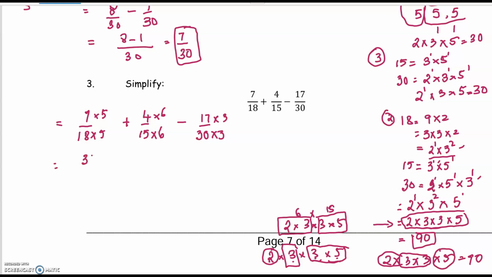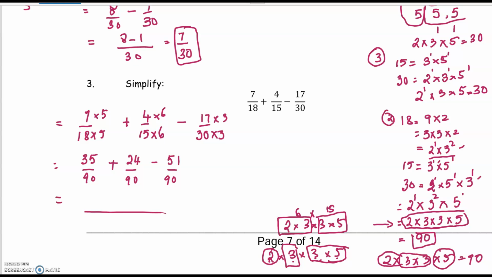18 times 5 has to be 90 because we used the factored form of 90. So 7 times 5 is 35 over 90. We know it's 90 for sure. 6 times 4 is 24 over 90, minus 17 times 3. 7 3s are 21, 3 1s are 3. So that's 51 over 90.